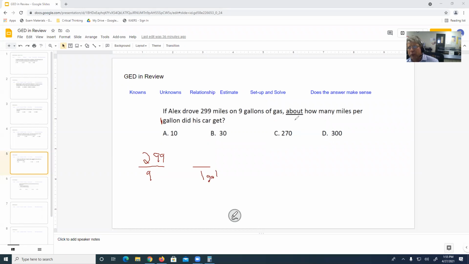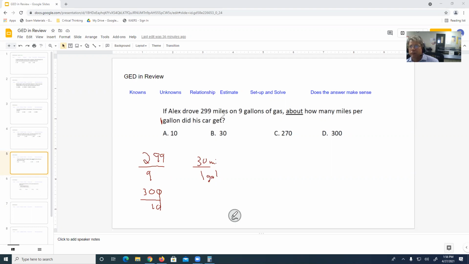So my thinking is this really just needs to be divided out. And since it says about, I could just say 300 because 299 is close to 300 and 9 is close to 10. And I could go 300 divided by 10. In other words, 1 goes in 30, so it'd be 30. So it'd be 30 miles per 1 gallon. So that's what's jumping out at me there.